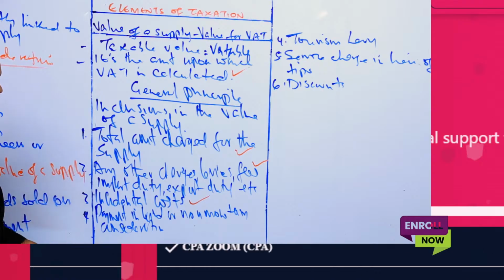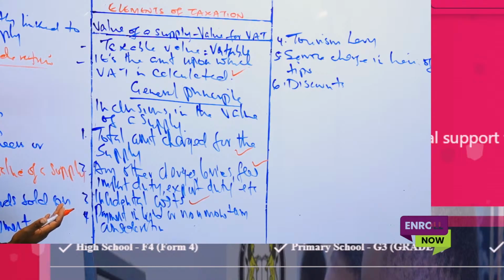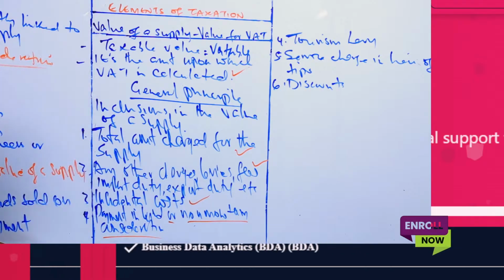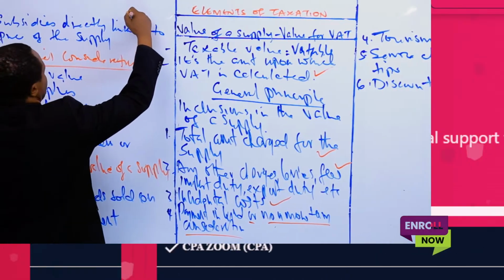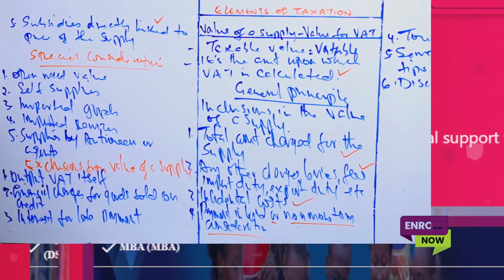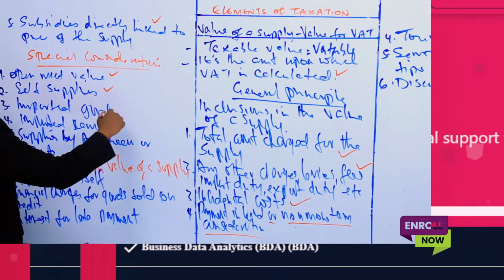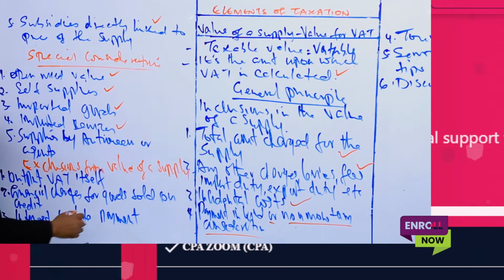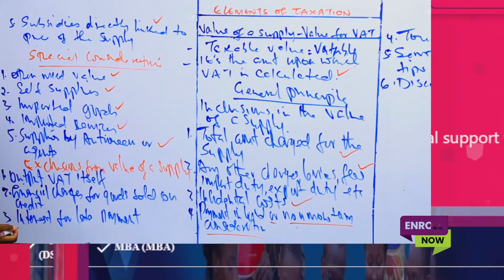Then number 4, we have payment in kind. This is payment in kind, or non-monetary consideration, which is also part of the VATable value. Then subsidies directly linked to the price of a supply must also be included in the VATable value. We've also explained, candidates, some special considerations in relation to open market value, self-supplies, imported goods, imported services, and supplies by auctioneers or agents. Then lastly, we've highlighted the exclusions from value of a supply.